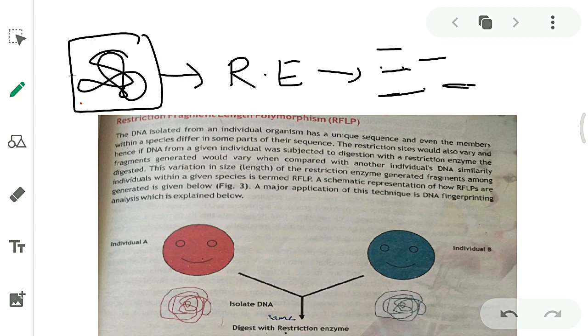Okay. The restriction sites would also vary, and the number of restriction sites also may vary between individuals. So if I take DNA from two individuals and cut with the same restriction enzyme, the fragments formed will be of different size and different number.